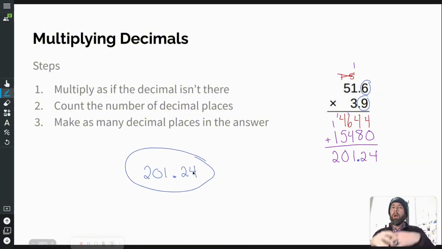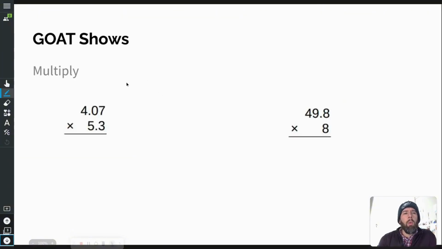Okay, so multiply like you normally would. Do the adding the 0 and add them up. Then you count how many decimal places there are in your numbers, and then you count from the right that many spaces, and that is your answer. All right, away we go.